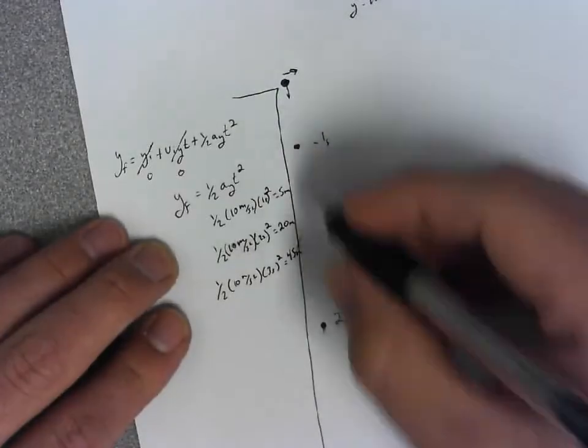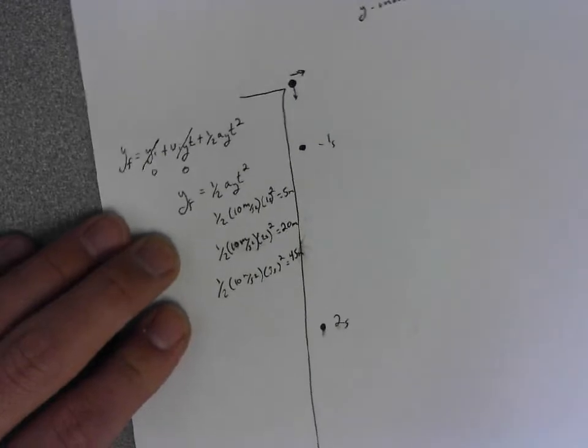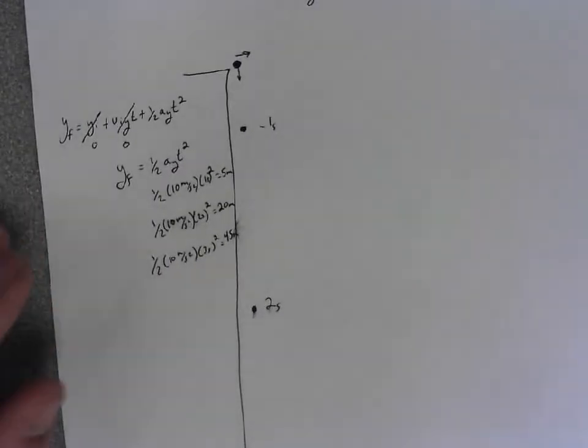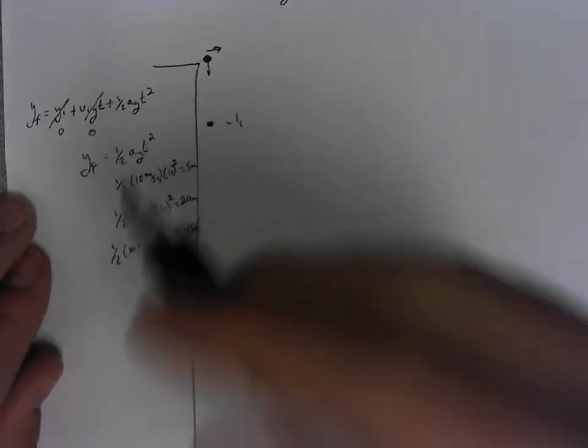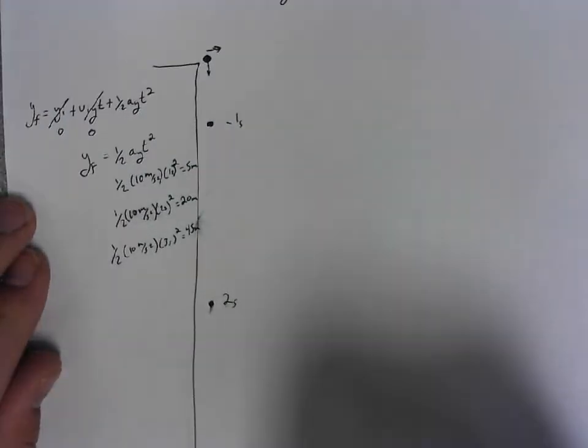Okay, so 45 meters, so obviously that's going to be somewhere way down here. So at 3 seconds. And you can't even see that. We're doing it way down there. All right, so you can tell that the distances here between the seconds is increasing.